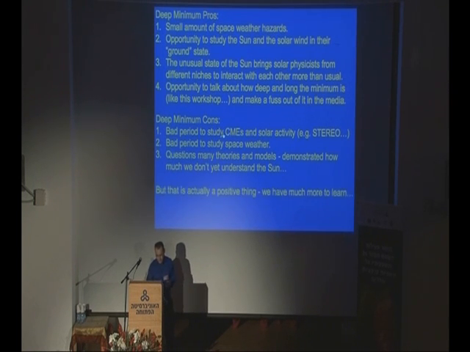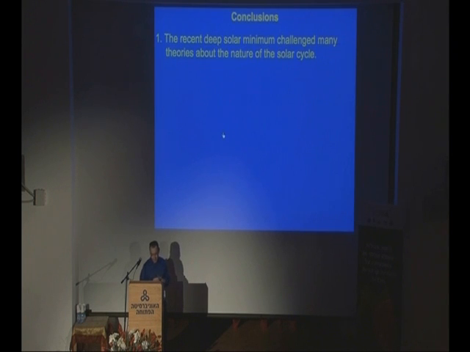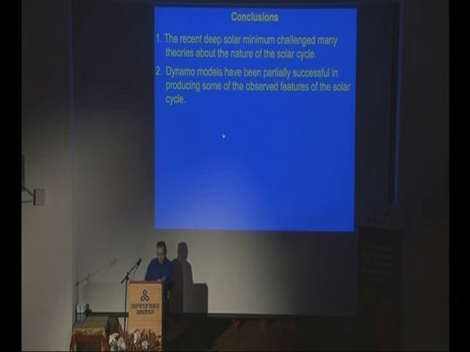But this is actually a good thing because we have interesting things to learn and ask about. So I'll conclude my talk. The recent deep solar minimum challenged many theories, just like I said, but it's an opportunity to study many new things. And dynamo models in general are partially successful, but they still have many problems, even though some of them reproduce the solar cycle pretty well.